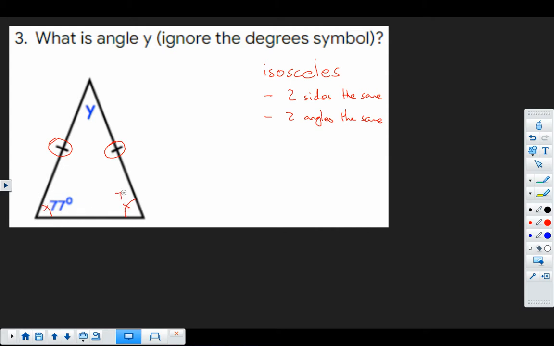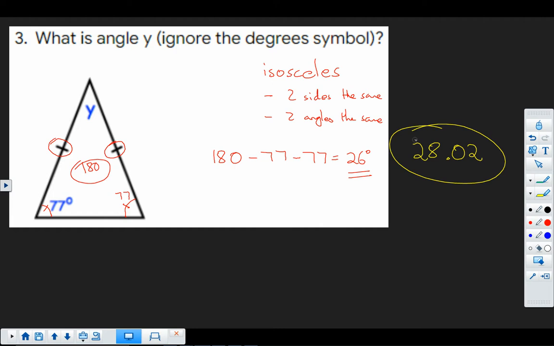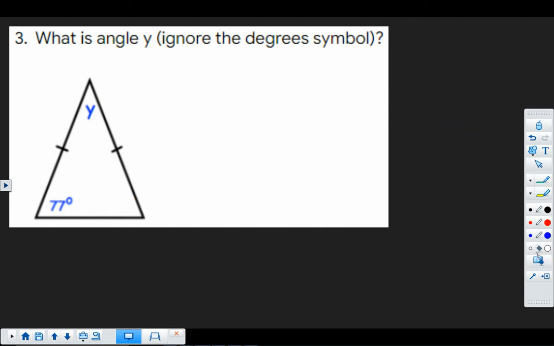So we know that this one here is 77. We know that all the angles in a triangle add up to 180. So our missing angle is 180 take away 2 lots of 77, which comes to 26 degrees. To go and practice other questions with angles in an isosceles triangle, the nugget to go for is 28.02.